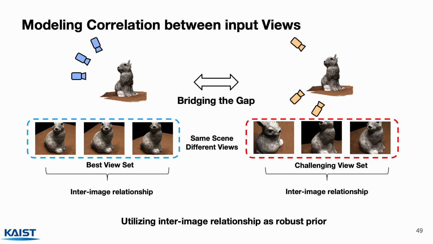To achieve this, we believe that it is important to effectively model the correlation between input images. No matter which type of view combination is taken as input, such as the blue cameras on the left or the yellow cameras on the right, having a good correlation prior becomes important for view combination generalizability. To this end, we aim to model the relationships between the images and use this as a kind of robust correlation prior.